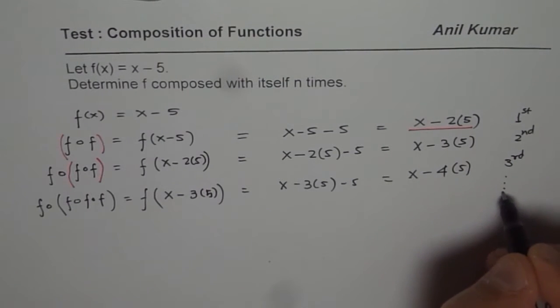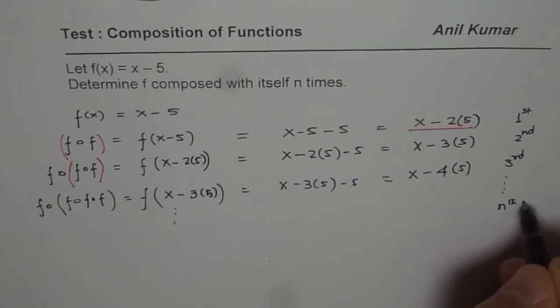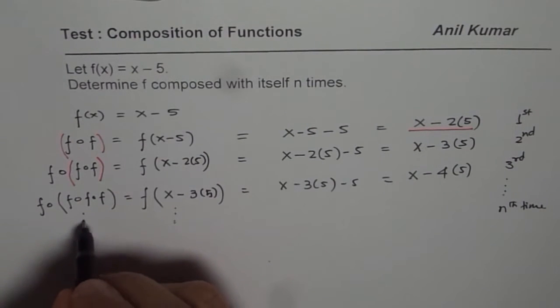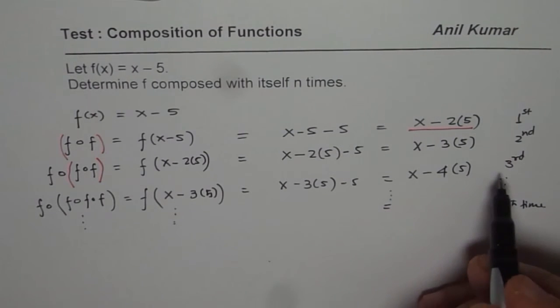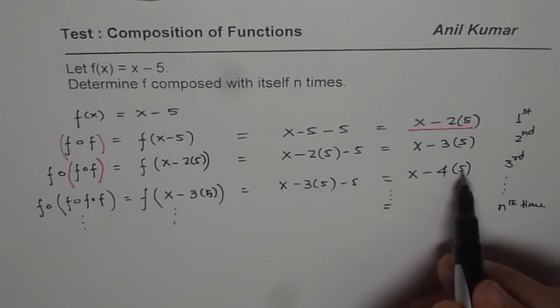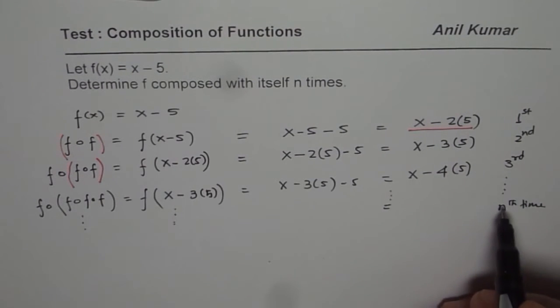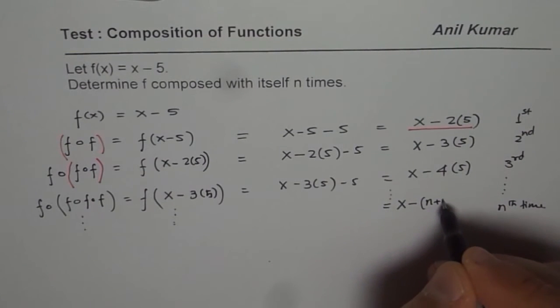So like this, if we continue this operation n number of times, nth time, right, then what are we going to get? So that is what we are going to see. If you do this operation n number of times, then the result should be how much? So when it is the third time, you see this number is 4, 1 more than 3. Second time 3, 1 more than 2, right? So for the nth time, it should be x minus n plus 1 times 5.